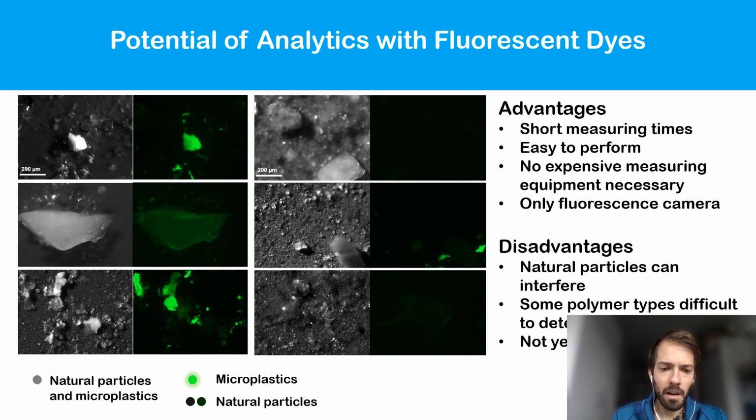The biggest advantage of this method is that it only needs a really short measurement time and no special laboratory equipment. The only thing you need is a fluorescent camera or fluorescent microscopy, which is widely available. The disadvantage of this method is that natural particles can interfere and cause false positives, and some polymer types are difficult to detect. Also, this method is not yet standardized.